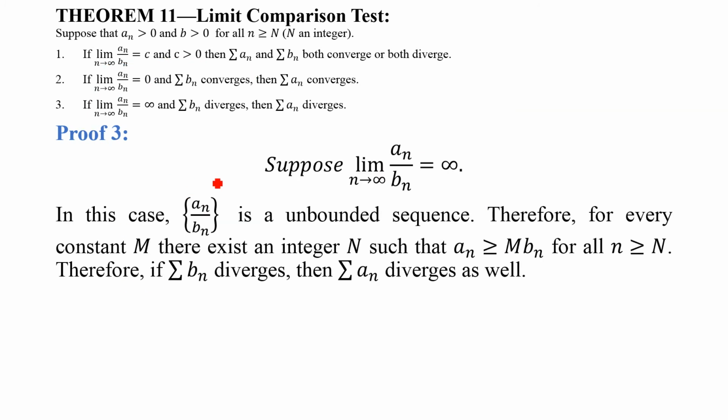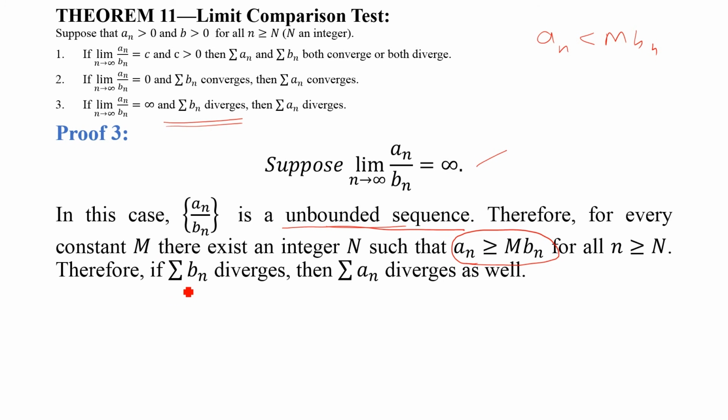Okay, next part 3. If this limit is equal to infinity. So suppose this limit is infinite, and along with the result sigma bn diverges. If this is infinite, in this case an over bn is not a bounded sequence, it is an unbounded sequence. Therefore, for every constant m, there exists an integer N such that an is greater than or equal to m bn. In case it is bounded, the condition must hold an is less than m bn, right? Now, in this case, this is not bounded, so the condition will reverse. An is greater than or equal to m bn for all n greater than or equal to N.